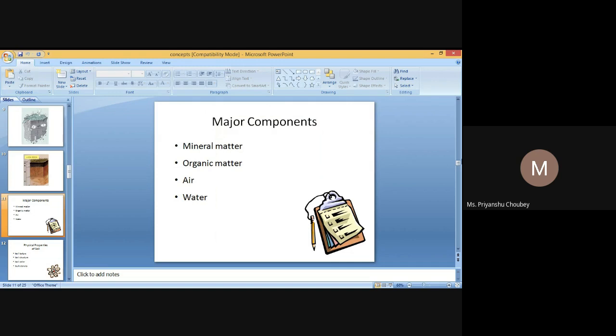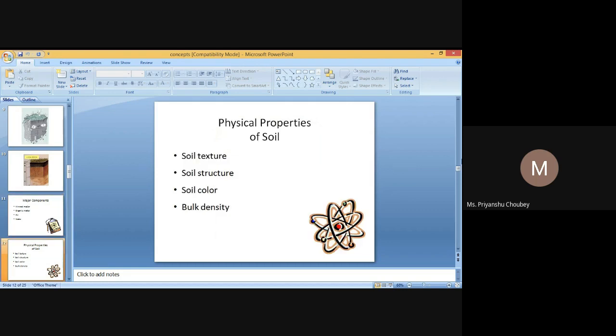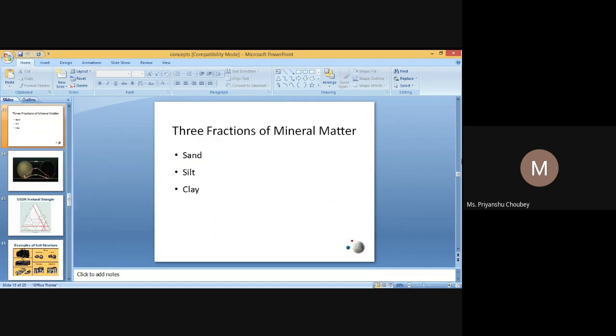The mean weight diameter of aggregates gives an estimate of the weighted average size of all the aggregates. The proportion by weight of a given size fraction of the aggregates to the total sample weight is multiplied by the mean diameter of that fraction. The sum of these products for all size fractions gives the mean weight diameter of aggregates in mm.